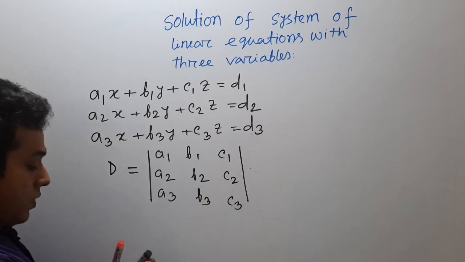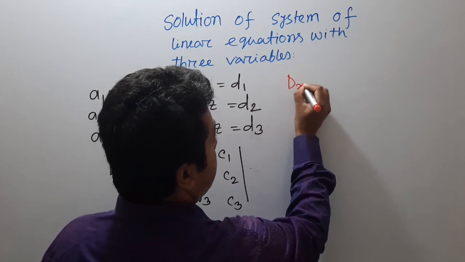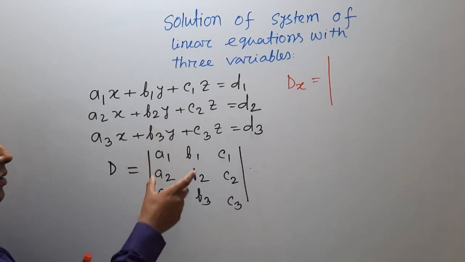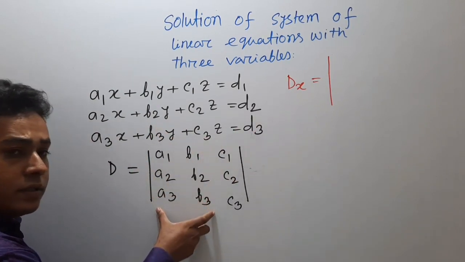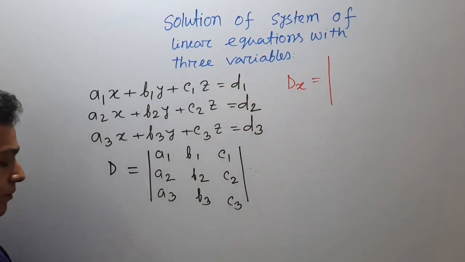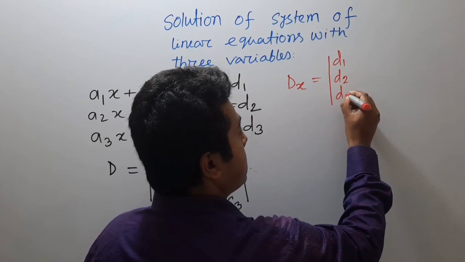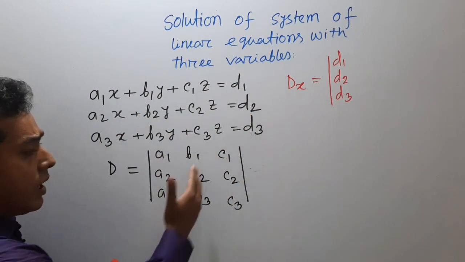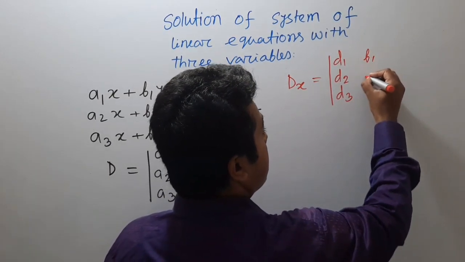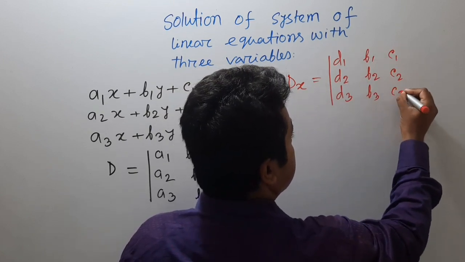Now the determinant Dx, which is created from this determinant. The coefficient of x is replaced by the constant terms, so d1, d2, d3. Okay, the other two columns will not be changed. So b1, b2, b3, c1, c2, c3.